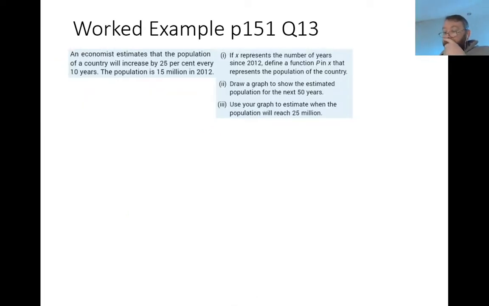Page 151, question 13. An economist estimates, so these are real life questions and you've got some of these to do as well, that the population of a country will increase by 25% every 10 years, and the population is 15 million in 2012. Okay, now, I need you to be careful with this. Number 1, if x represents the number of years since 2012, define a function p in x that represents the population of the country. Okay, there's a bit of a hint in there.